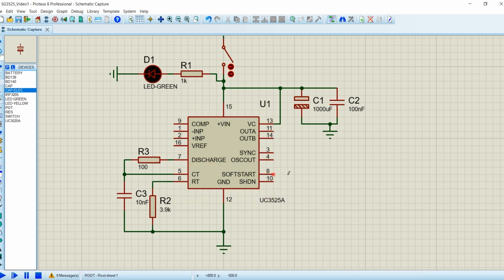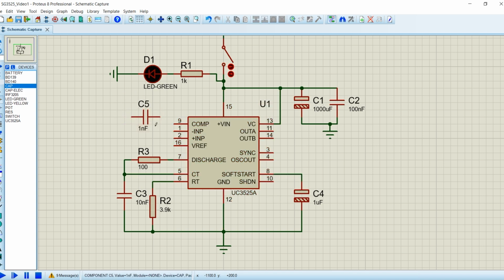About pin 8, this is for the soft start to prevent inrush current when the converter is first powered up. Connect a capacitor to pin 8, with a value around 0.1 microfarad to 1 microfarad. Pin 9 is the compensation. Place a small capacitor, 10 nanofarad, to the ground. This helps stabilize the error amplifier loop.